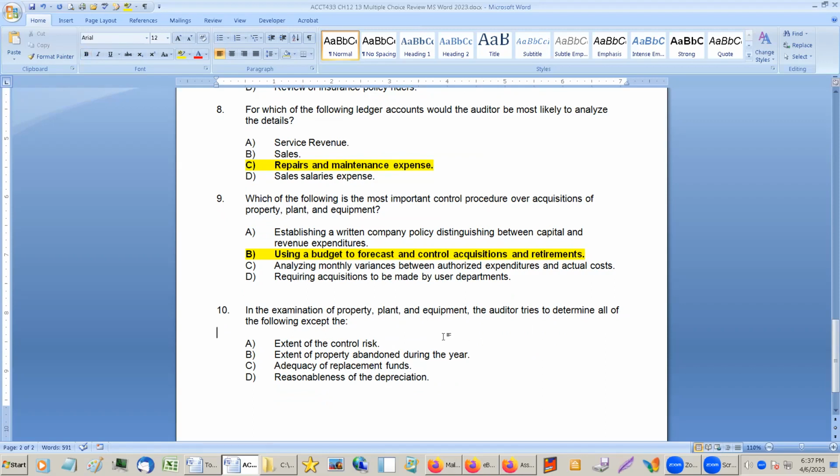Property, plant and equipment audit procedures try to determine all the following except. Yeah. Yep, very good. That was good. Very, very good.